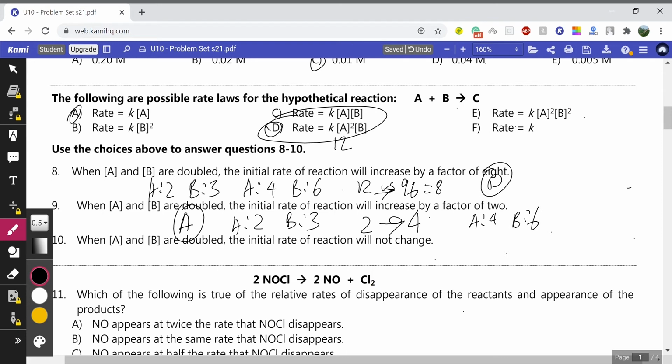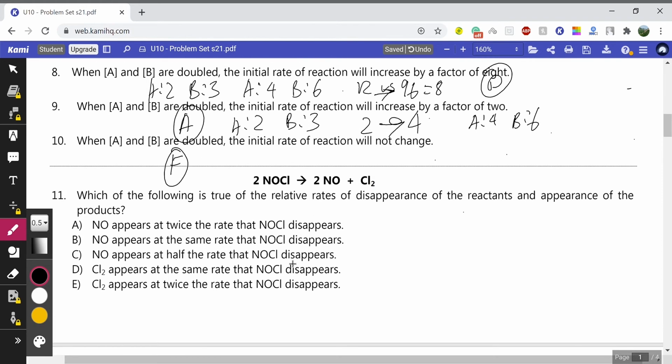When A and B are doubled, the initial rate does not change. That means it has nothing. It only has K, because there is no A and B. So no matter how many times you increase it by, the K will not change at all. So our answers are D, A, and F.